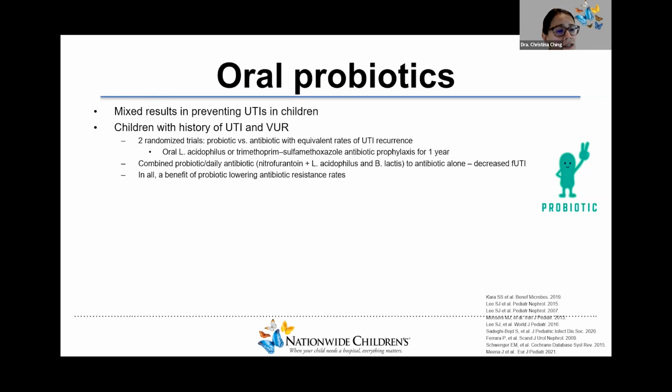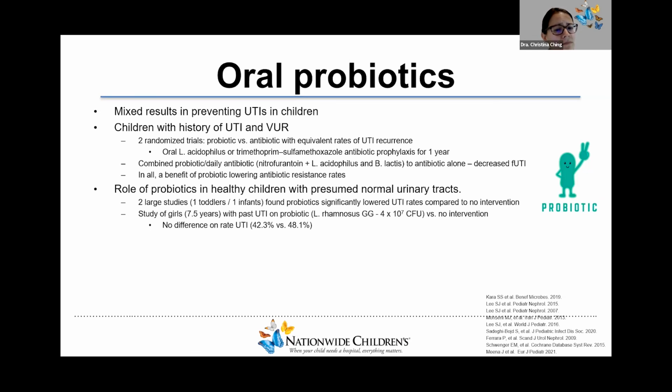Importantly, in all of these studies, the use of a probiotic lowered the antibiotic resistance rates of the bacteria that was cultured. In studies of probiotic use in healthy children with presumed normal urinary tracts, there were 2 large studies that found that probiotics significantly lowered urinary tract infection rates compared to no intervention. In a study of girls with past urinary tract infection on the probiotic Lactobacillus rhamnosus compared to no intervention, they found no difference in the rate of subsequent urinary tract infection.